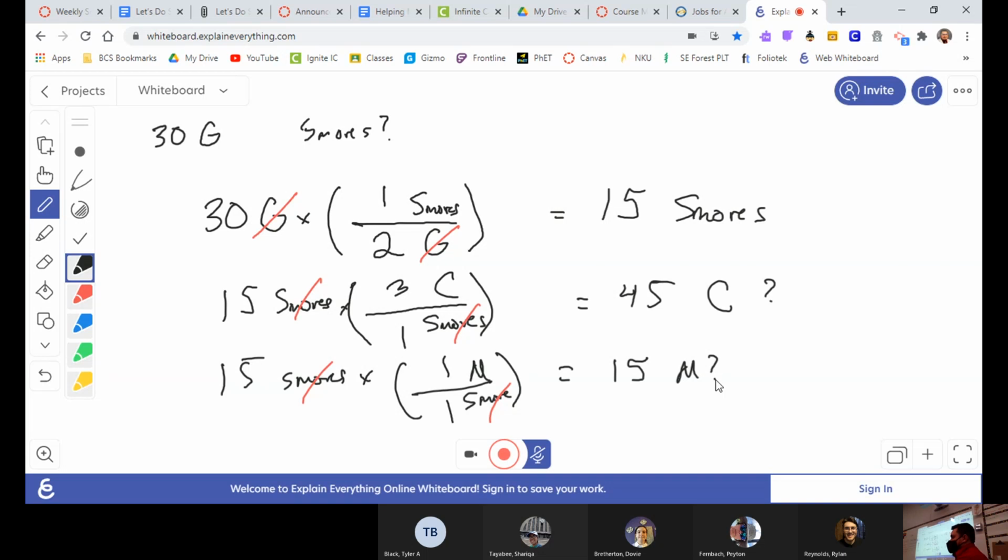Now, I will say this. We don't really have a unit here. So our unit, remember, 1 s'more is a mole. So this is 15 moles of s'more, 45 moles of carbon, and 15 moles of marshmallow, which equals 15 marshmallows. Okay.